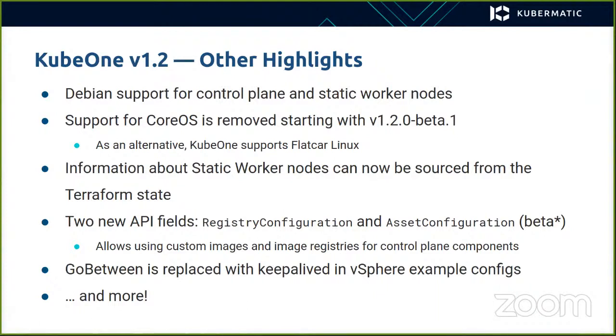This is very important if you want to use something like a proxy image repository, to work around the Docker rate limits. So give it a try. And last for now is that go-between is replaced with keepalived in vSphere Terraform example configs. This setup is now a little bit more suitable for production usage.